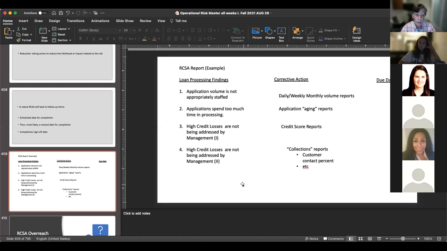I've had one that said the credit losses are not being addressed by senior management. And the corrective action was to get operations people to actually look at the credit scores before they approve or decline a loan. And the last one I have listed here that we got was high credit losses were not being addressed by management. So that all went to the collections department.